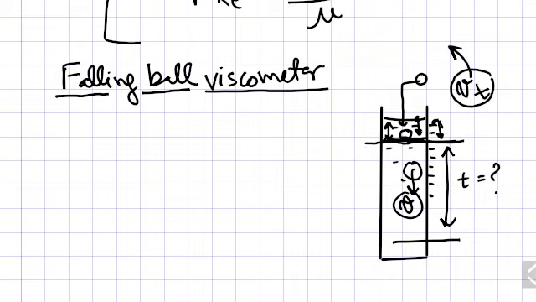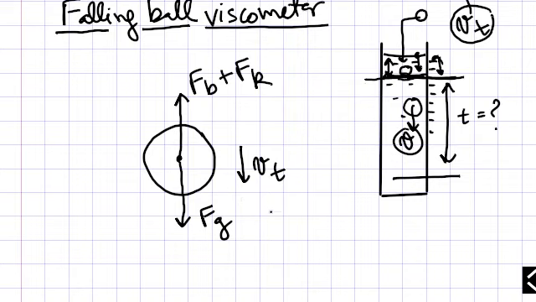Let's see what we do. So here is the schematic of this system, and what is going on here is that the sphere is falling with a constant velocity Vt, that is called terminal velocity. At this time, if it is not accelerating or the velocity is stable, it means that the net force is 0.